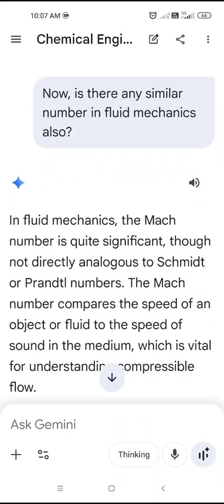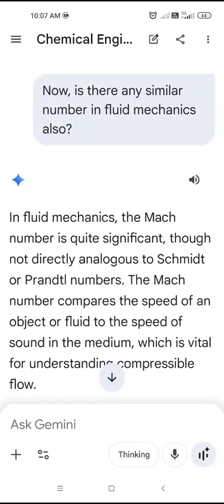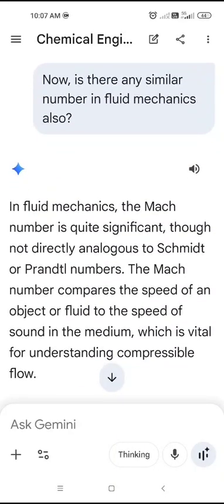Now, is there any similar number in fluid mechanics also, like the Schmidt number? In fluid mechanics, the Mach number is quite significant, though not directly analogous to Schmidt or Prandtl numbers. The Mach number compares the speed of an object or fluid to the speed of sound in the medium, which is vital for understanding compressible flow.